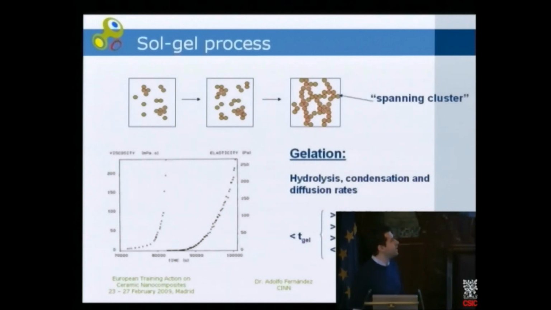Well, if we are not interested in obtaining the particles from this method, we are going to continue the process until the gel is formed. Then the particle concentration in the solution is going to increase. It is going to start the establishment of interaction between these particles until what is named the spanning cluster is formed.